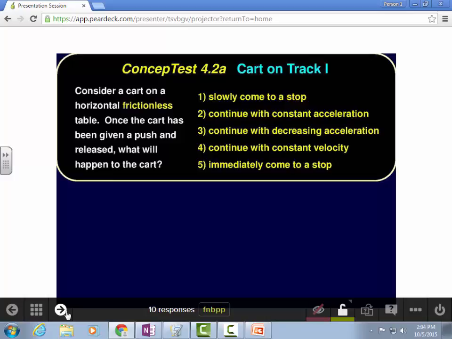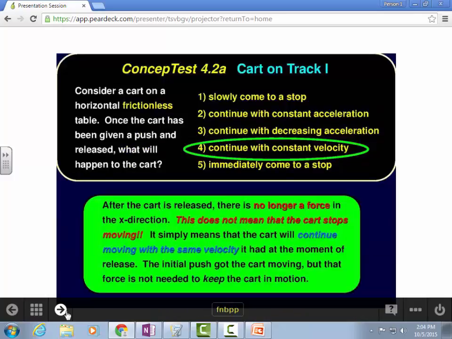Read it closely, Brian. And released. All right, 5, 4, 3, 2, 1. Time. The answer is 4. Continues with a constant velocity. That's right.